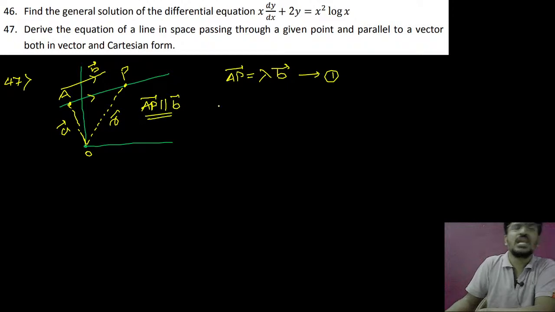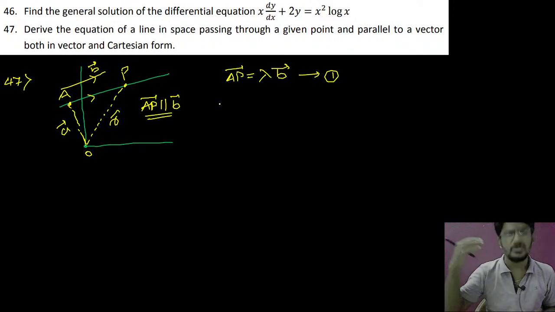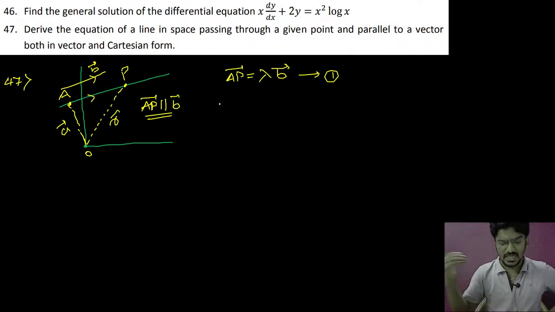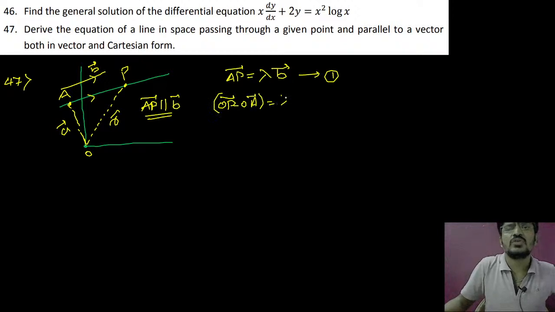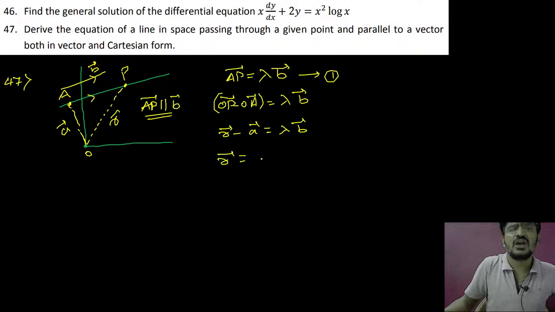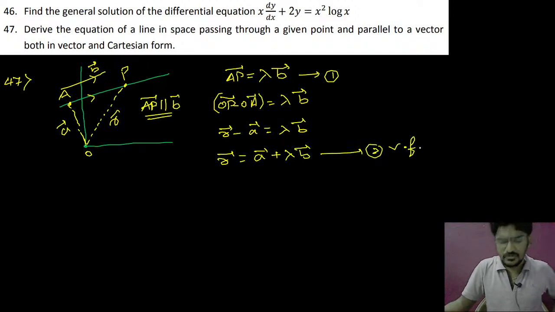So if it is parallel, then we know that one of the vectors can be written as a scalar multiple of the other vector. So now this can be written as OP minus OA equal to lambda times of vector B. OP is vector R, OA is vector A, equal to lambda times of B. So now vector R will be equal to vector A plus lambda times of vector B. This is the second equation, that is the vector form.